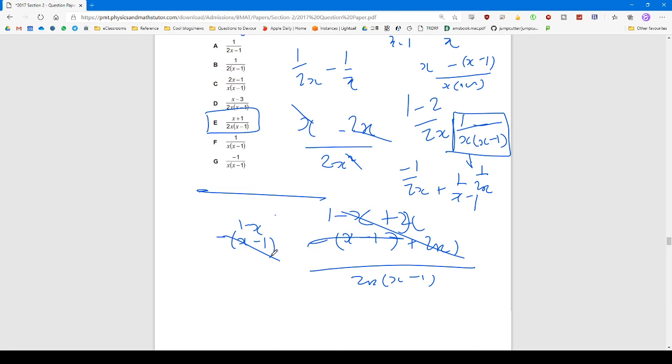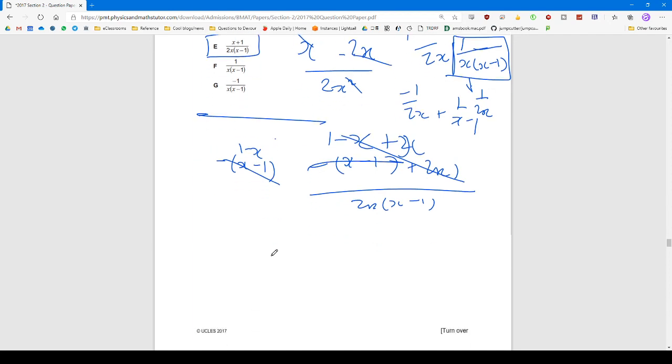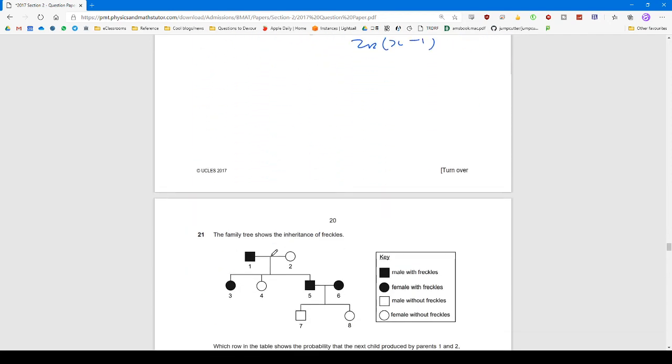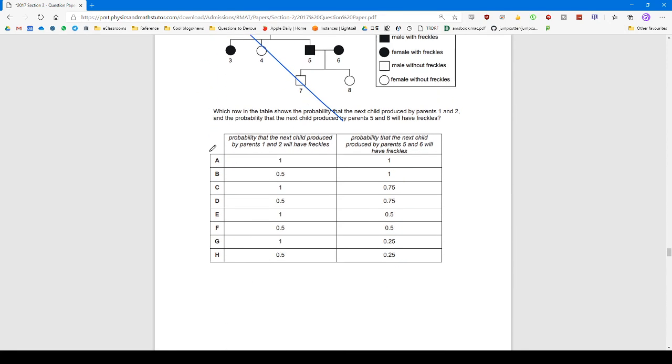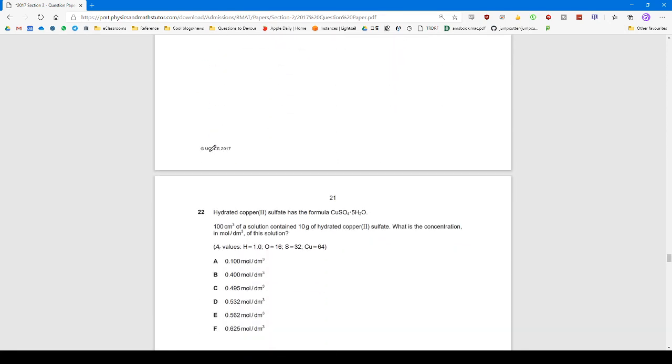Okay, now let's keep going. It's 27 questions. We can do this. Let's go to the end of the paper. Okay, inheritance, biology, chemistry.